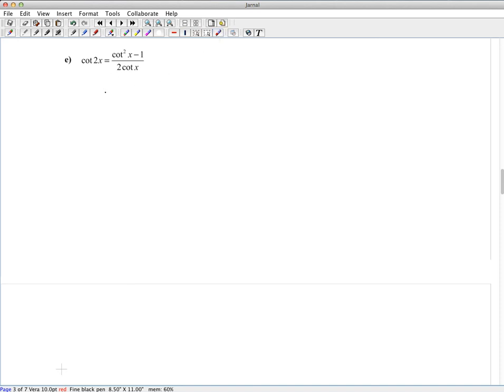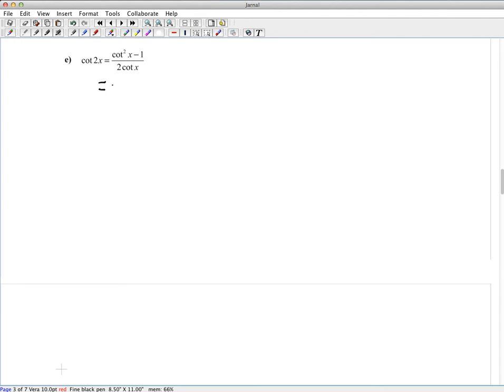Hey everyone, today we're doing question 3E on page 302 of section 6.5. And the first thing I like to do with the proof questions is to see which side of the question is harder. And this one, it's the right side. So once I know that, I'd start by changing cotangents into sines and cosines.